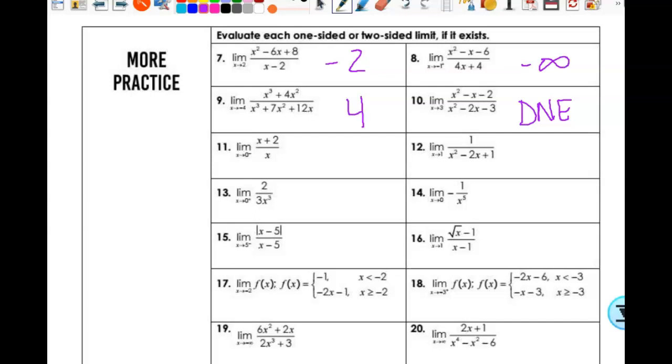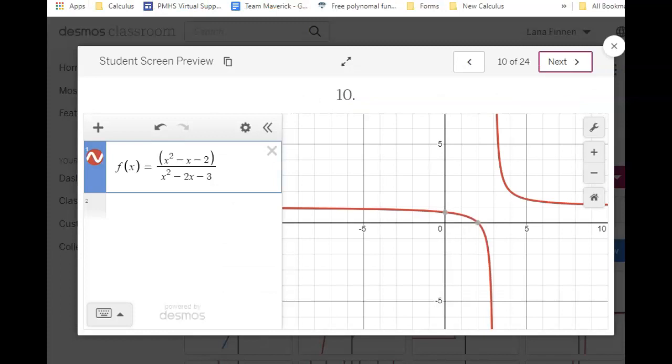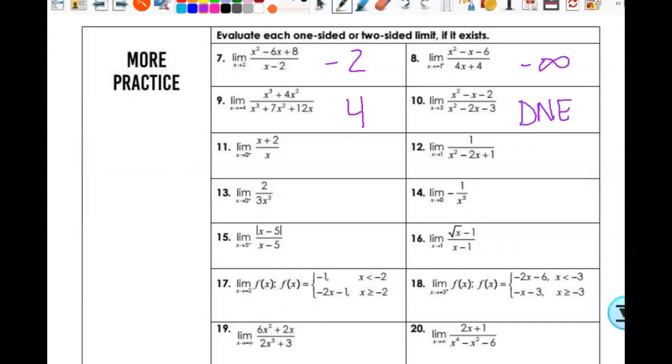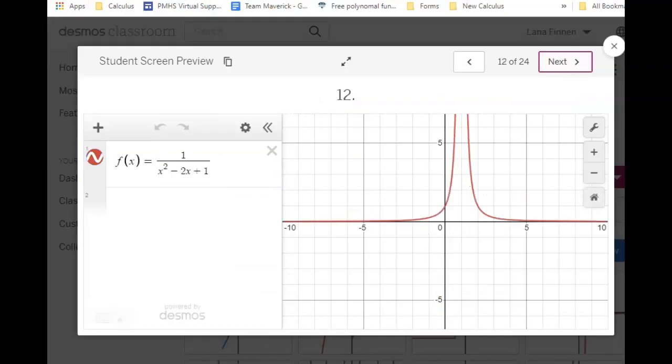All right. So then we're going to look at approaching 0 from the left. As I approach 0 from the left, where is my function approaching? -infinity. All right, number 12, as x approaches 1. As x approaches 1. So as x approaches 1 from the left and from the right, are we approaching the same thing? Yes. What are we approaching? Positive infinity.